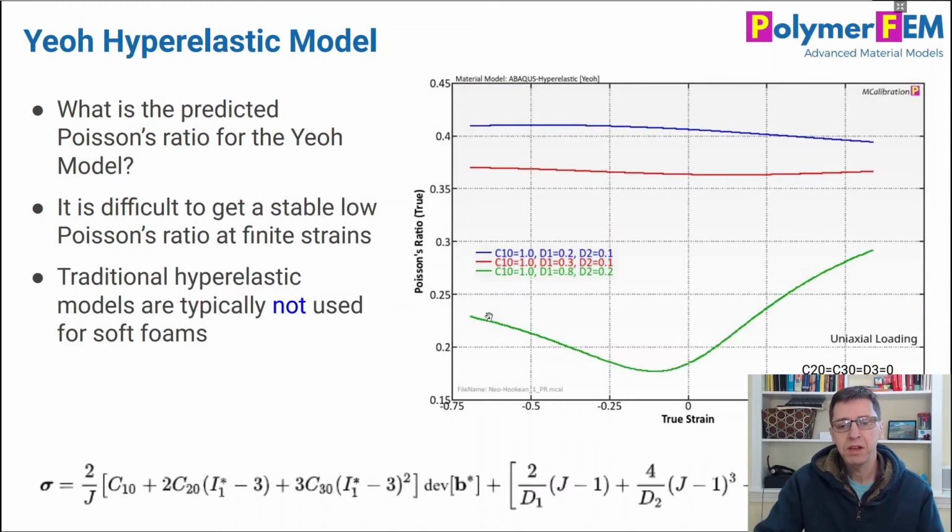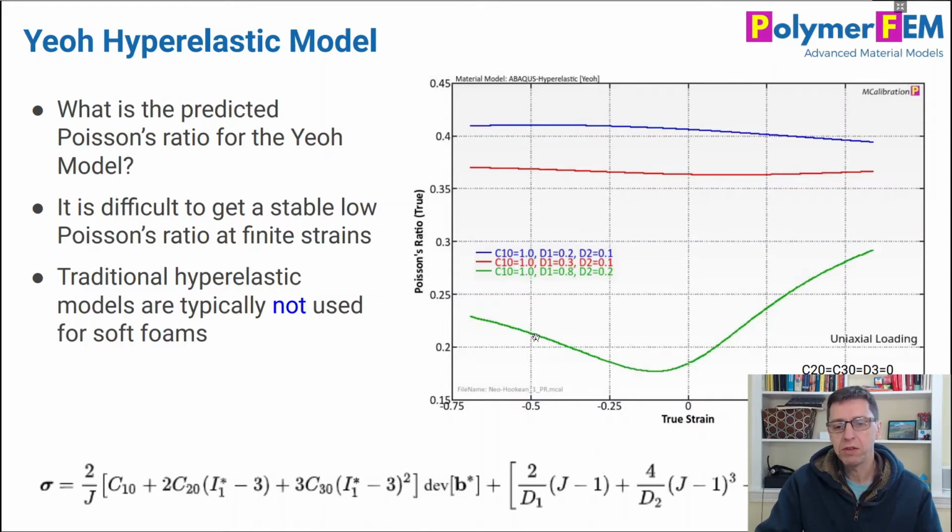How about if we use a Yeoh hyperelastic model? The Yeoh hyperelastic model has the interesting ability to have higher order bulk modulus terms, as you can see at the bottom here. In this case, let's focus on the green line here. I set C10 to be 1. I set C20 to be 0, C30 to be 0. So these are not here. And I use a D1 value of 0.8. So that's even slightly lower than C10.